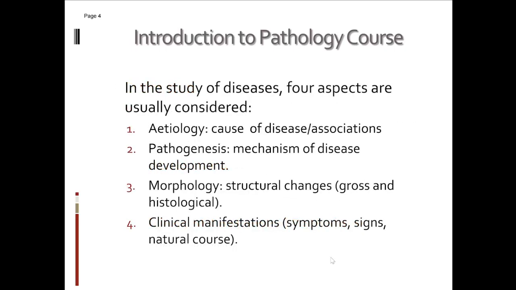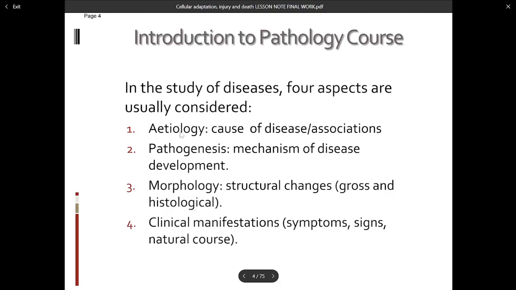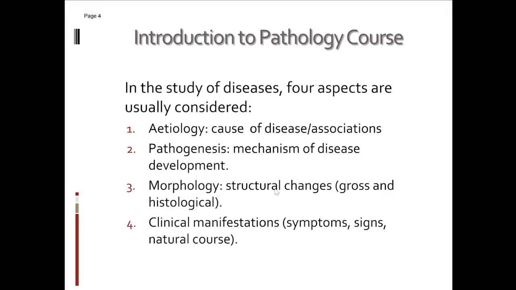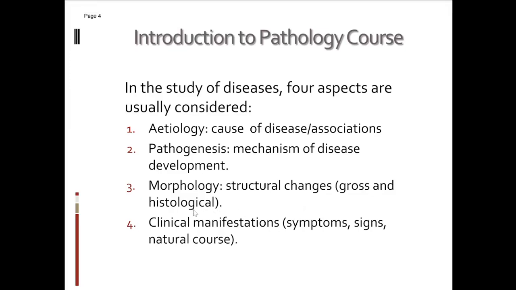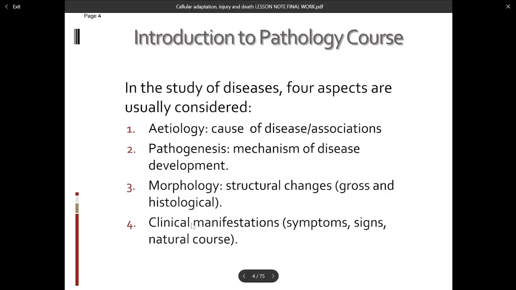Now, in the study of diseases, there are four aspects to it. It includes the etiology, which has to do with the cause of the disease and its association; the pathogenesis, which is the mechanism of the disease development; the morphology of the disease, which has to do with structural changes that are associated with the disease, and it could either be gross or histological, that is, at the cellular level; then the clinical manifestation, which has to do with signs, symptoms, and natural course.